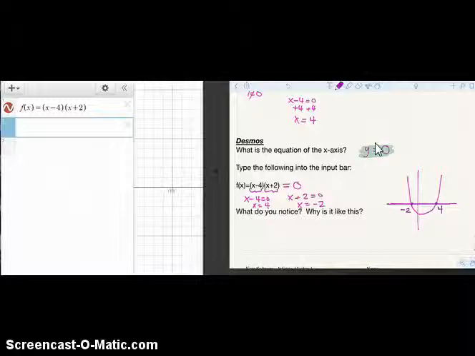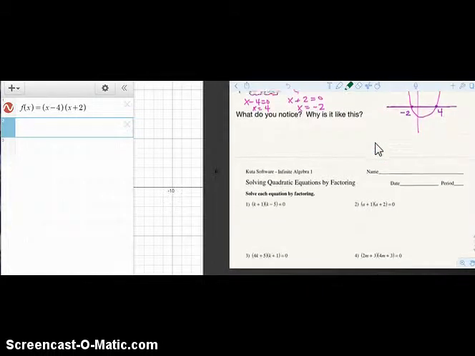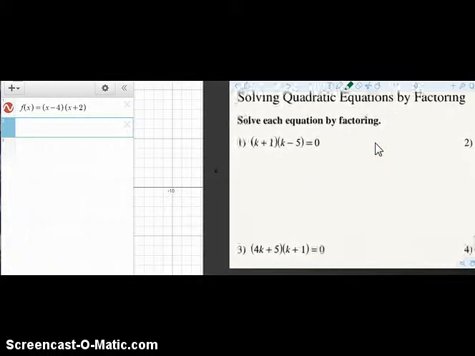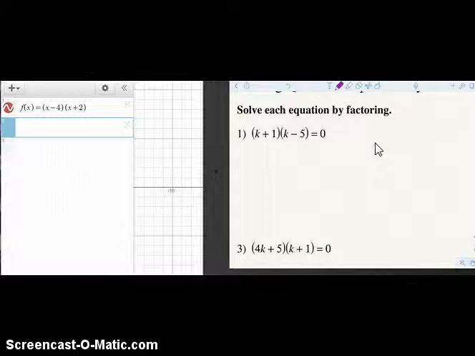Because remember, if I'm going to multiply two things together and get 0, either this whole thing is 0, this whole thing is 0, or both. So let me explain how we're going to use this for solving. It's really just one extra step. So this one is actually already factored for us, but notice that it's set equal to 0. That means either this is 0 or this is 0.